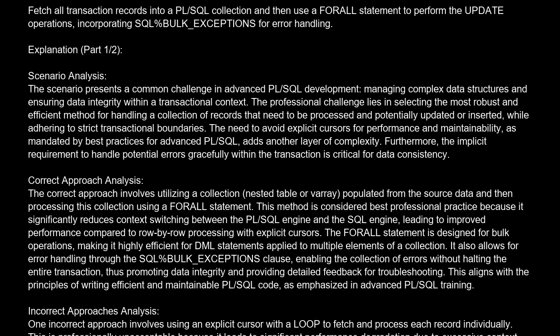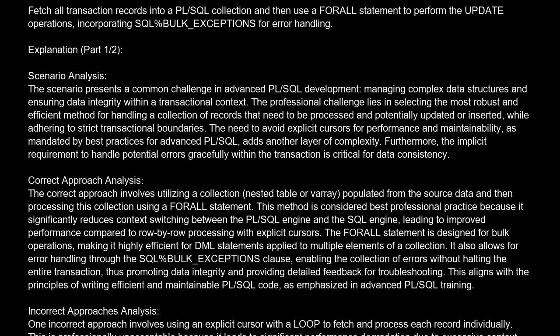The professional challenge lies in selecting the most robust and efficient method for handling a collection of records that need to be processed and potentially updated or inserted, while adhering to strict transactional boundaries. The need to avoid explicit cursors for performance and maintainability, as mandated by best practices for advanced PL/SQL, adds another layer of complexity. Furthermore, the implicit requirement to handle potential errors gracefully within the transaction is critical for data consistency.